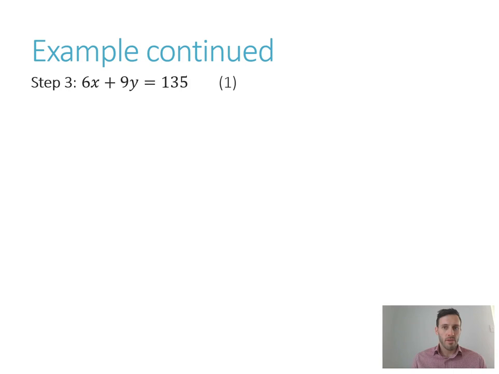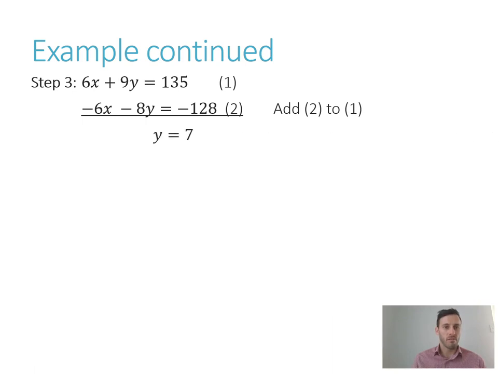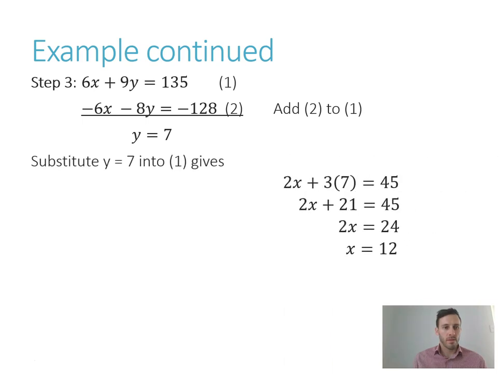So we're going to continue step 3. Now the leading coefficients are opposites, so we add the second equation to the first equation, and we can solve and we find y equals 7. Now we substitute 7 back into one of the original equations to solve for x, and you can see that here we get 2x plus 3 times 7 equals 45, and then we subtract 21 from both sides, divide by 2, which gives us x equals 12.